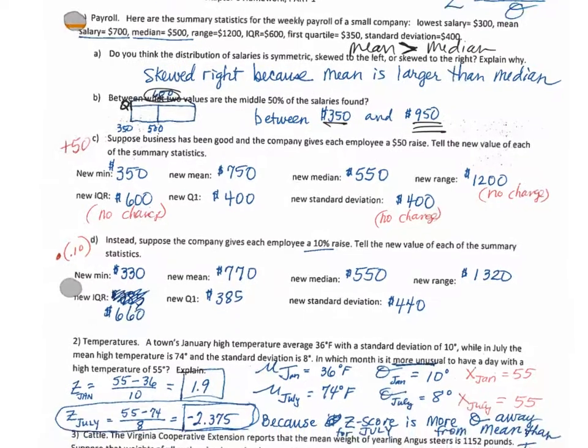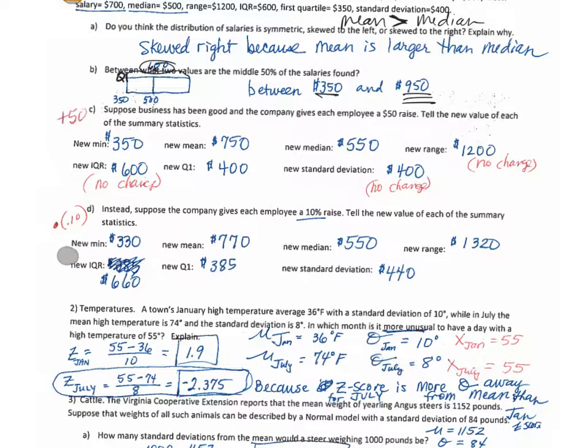All right, so on part C, you are giving each employee a $50 raise. So each value increases by 50. So all these ones that are a positional value, just add 50 to them. The exception is the measures of spread, which are not affected by adding 50. So the range has no change, the standard deviation has no change, and the IQR has no change. Okay, so these ones have no change.